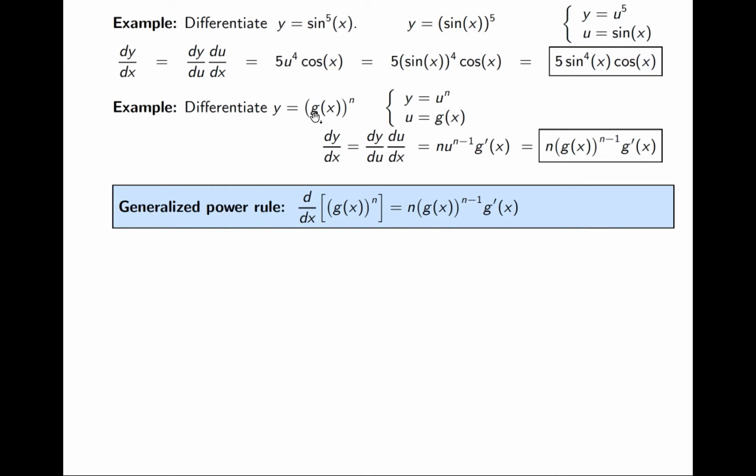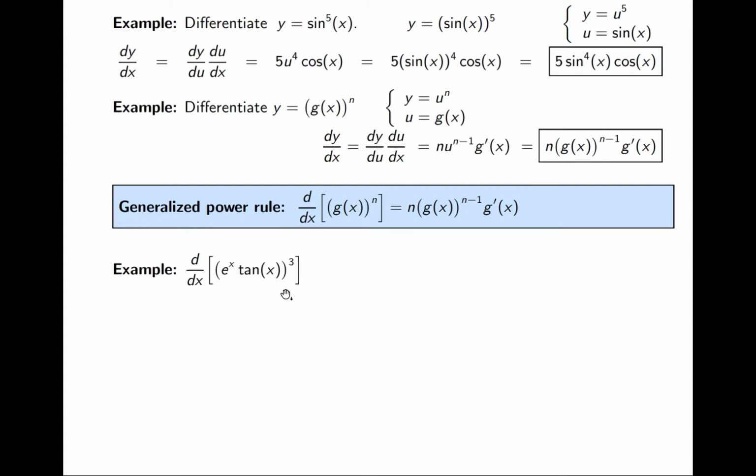What we've just figured out in this example is that the derivative of a function g of x to a power of n is n times the function g of x raised to the power of n minus 1 times g prime of x. This basic pattern, this derivative of a function to a power, happens so frequently that we're making our own rule for it, a separate rule called the generalized power rule. You'll see this a lot. A function to the power of n, the generalized power rule tells you what the derivative is.